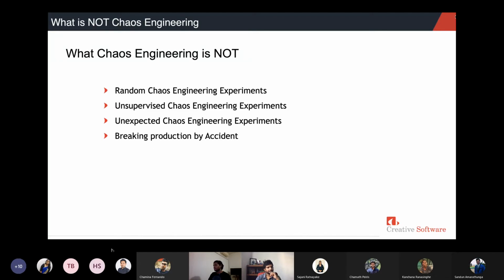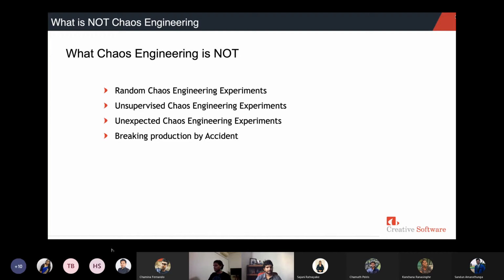And what chaos engineering is not is random chaos engineering experiments. Let's say, an experiment running at 3 in the morning when no one is around in the office to address the failures. And unsupervised chaos engineering experiments, where we don't have control over the blast radius. So it will affect the customers and create a huge service disruption. That is not what chaos engineering is intended to do.